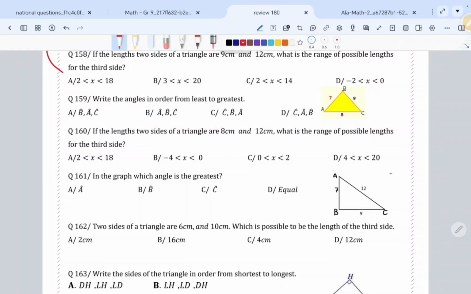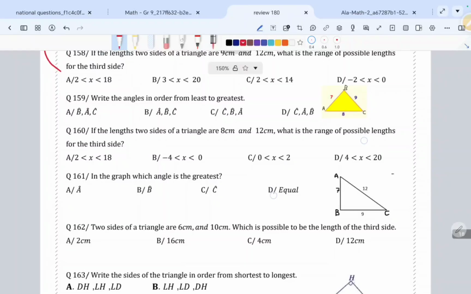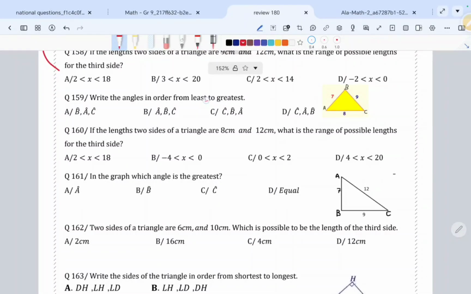Now, write the angles in order from least to greatest. Okay, from least to greatest. Which side has the least measure? 7. 7 is opposite to what? To C. So C has the least measure. Then A. A is opposite to what? To B. Then 9 is the greatest one. It's opposite to A. So it will be CBA. Which one is CBA? C.